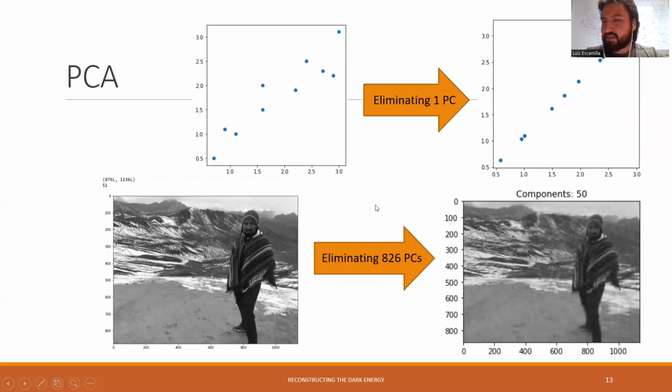Here we have a visual representation of how PCA works. For example, here we have 2 PCs. We have two axes, and if we eliminate one of the principal components, we basically reduce the noise. We are losing information, but we are recovering a better dynamic behavior of our reconstruction. And here is an application for a photograph. You can eliminate 876 of the principal components of this photo, and you recover a photo that has less weight, but it's less detailed.